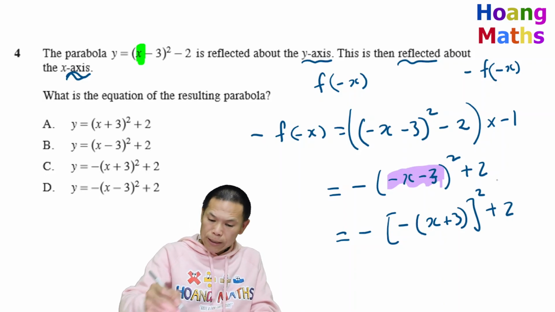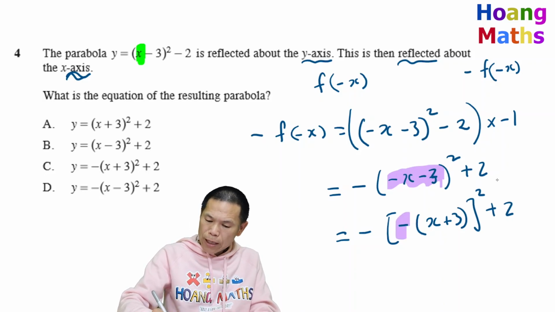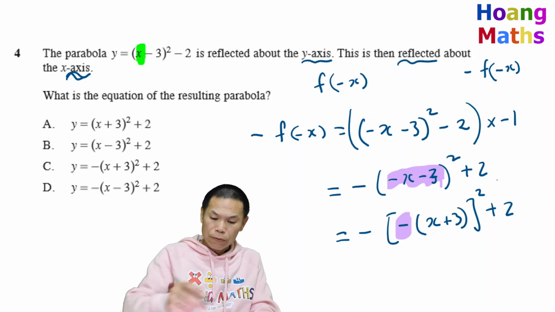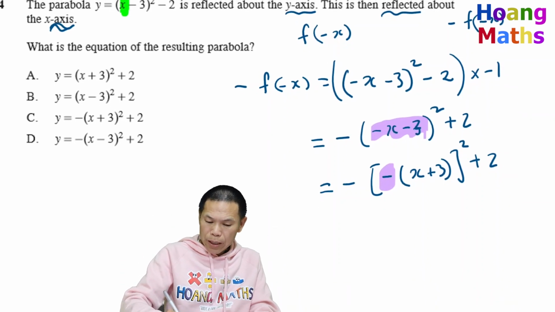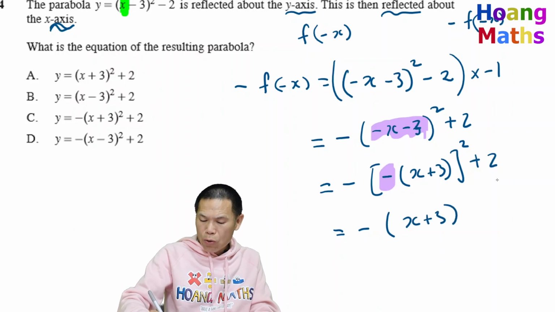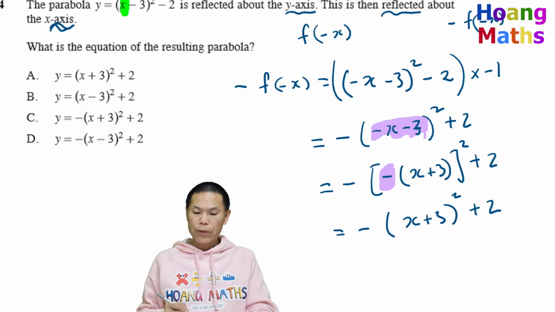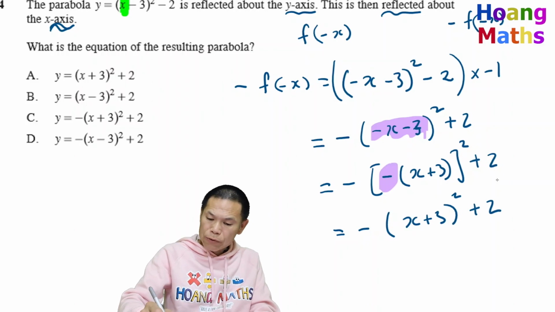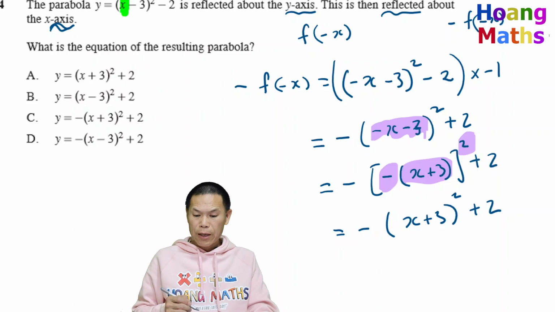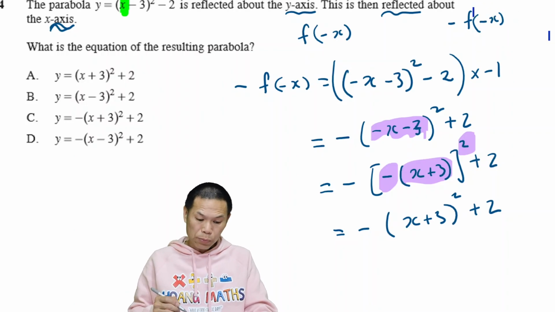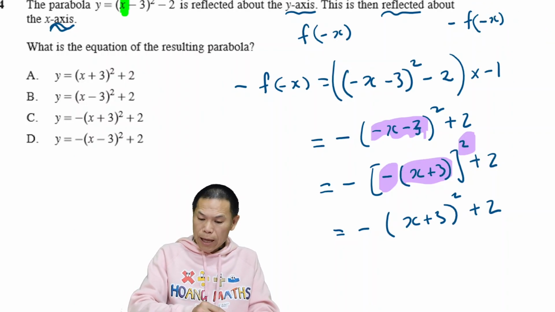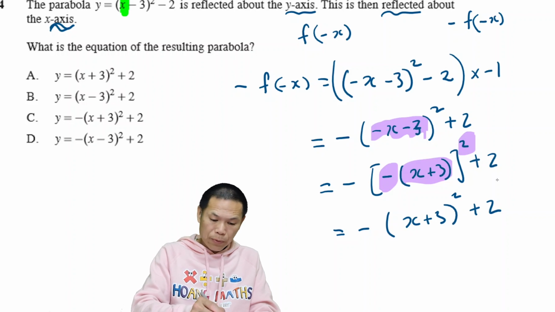But then don't forget, okay, the square of a negative number will give me a positive. So that should give me equal, the negative still in front here, and then we go brackets, x plus 3 all squared plus 2. Okay, because the negative squared gives me a positive. And there you go. So the answer should be, we just look for the answer now, should be C. There you go.